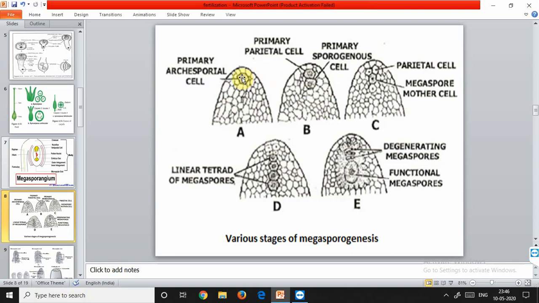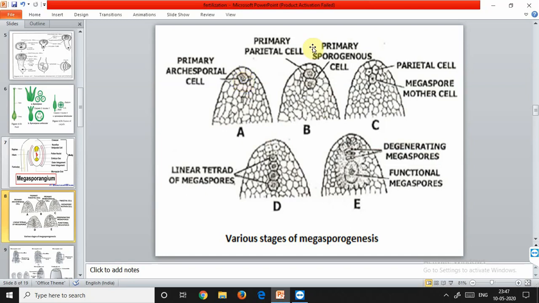Then what happens? These cells divide periclinally. Periclinally means one upon another. This division occurs in between, and then the formation of the primary parietal cell and the primary sporogenous cell occurs. Then the primary parietal cell may either remain undivided or undergo a few periclinal and anticlinal divisions, so that the sporogenous cell gets embedded into the new cellular mass.